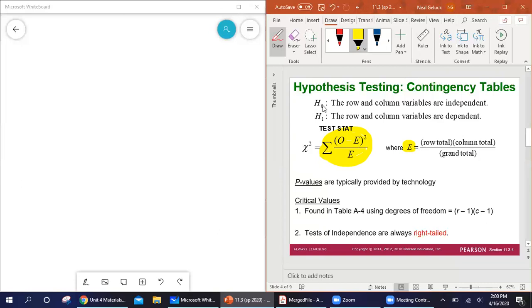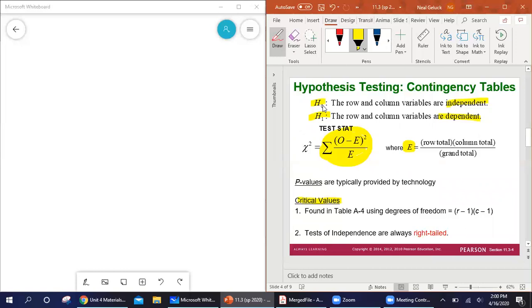Again, the null in these is that the variables are independent. They don't matter; one doesn't influence the other. The alternative is that they are dependent on one another. P-values would have to use StatCrunch. We're going to focus again on the critical value way to do this.